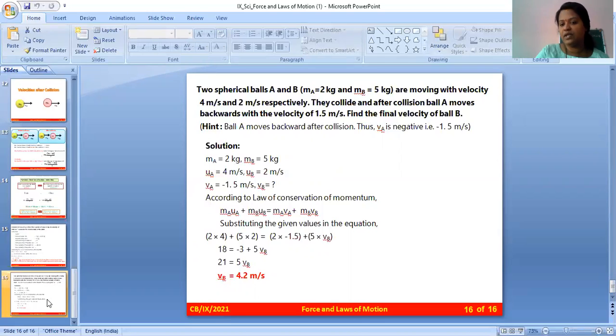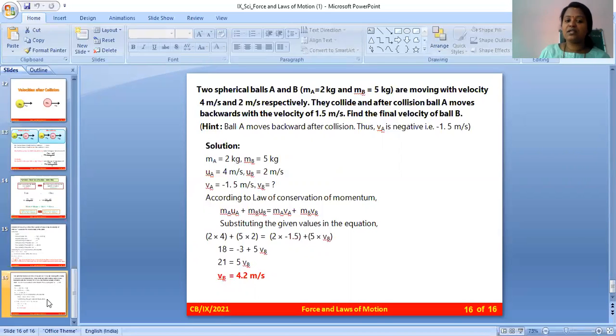MAUA plus MBUB equals MAVA plus MBVB. Substituting the values, we have 2 into 4 plus 5 into 2 equals 2 into minus 1.5 plus 5 into VB. We have on the left hand side the sum as 18 equals minus 3 plus 5 VB. We take 3 to the other side, so minus 3 becomes plus 3. 18 plus 3 results to 21 equals 5 VB. So VB, the final velocity of ball B, is 4.2 meters per second.